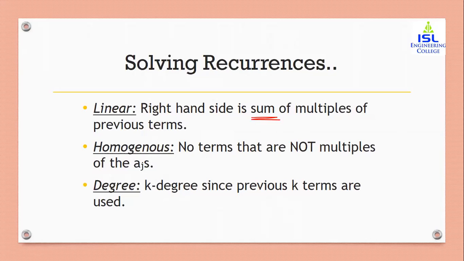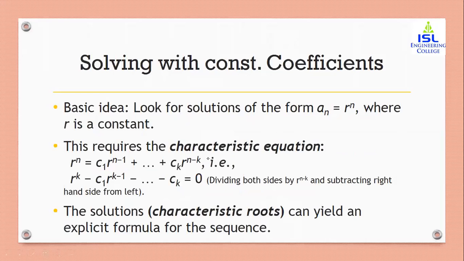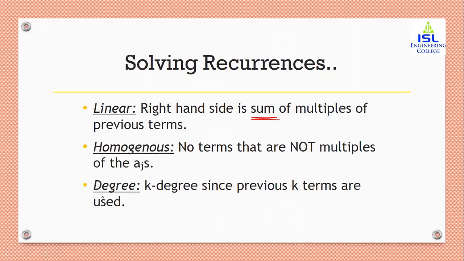So we cannot have an is equal to an minus 1 plus 7. Some constant should not be there over here. It should always be in multiples of the aj's. Now, what is the degree?